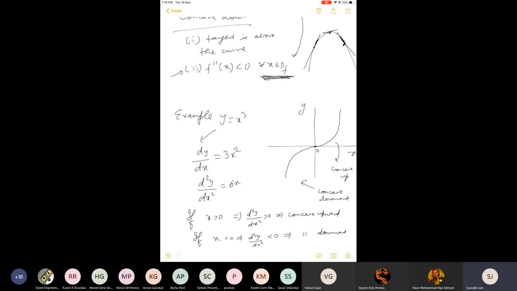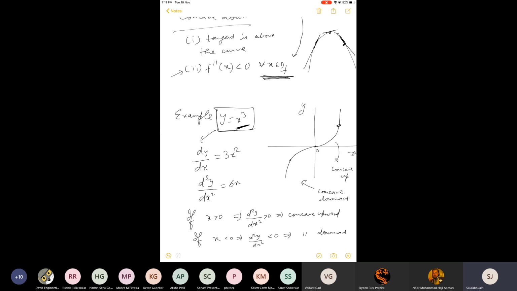Okay. And the graph is present only in first and third quadrant. That can be explained with the help of simple coordinate geometry. If x is positive, its cube will be positive. X positive, y positive, first quadrant. If x is negative, its cube will be negative. X negative, y negative, third quadrant. That is why the graph is in first and third quadrant. Okay. And this is the shape, concave up and concave down.